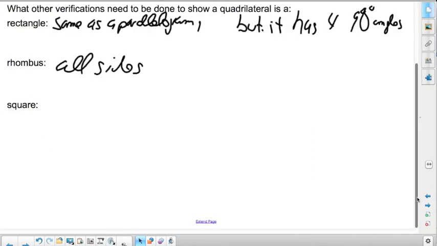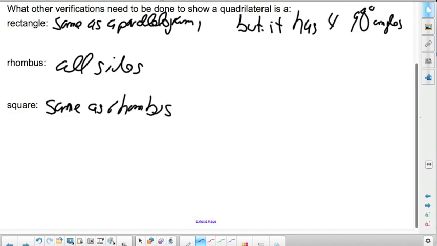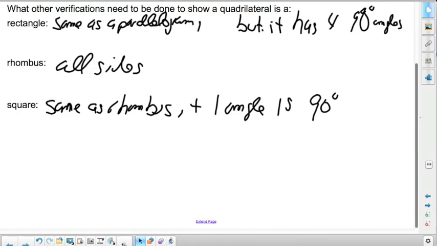How can we validate that a shape is a square defined by 4 points? Yeah, so same thing as rhombus. And then all the angles are 90 degrees. Right? You don't need to verify all the angles, just one angle. Because by default, if one angle is 90 degrees, they will all be 90 degrees.